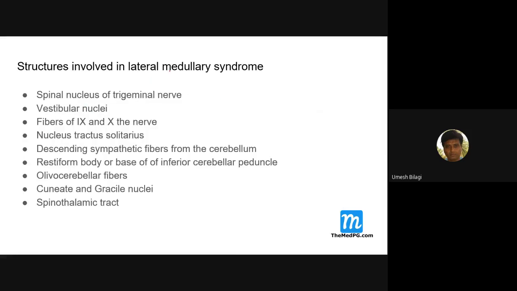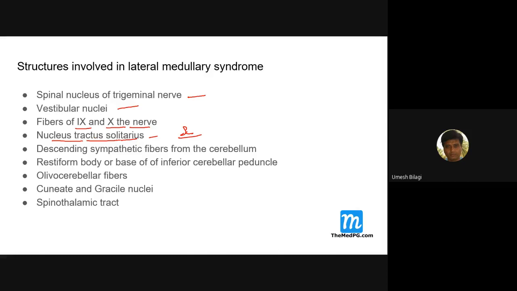Structures involved in lateral medullary syndrome. Spinal nucleus of trigeminal nerve, ipsilaterally it will be involved, because as I told you, they are laterally placed. Vestibular nuclei, yes, posterior and laterally placed. Fibers of the 9th and 10th nerve are involved. Nucleus tractus solitarius could be involved. Sensory nucleus. I'll show what it is.